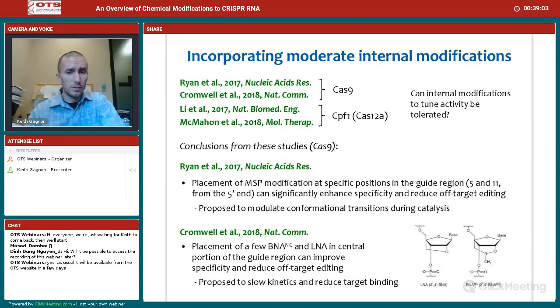They proposed that this modulates the conformational transitions during catalysis. And this makes sense because position 11, near the middle of the sequence, is right flanking or right there near the seed sequence.